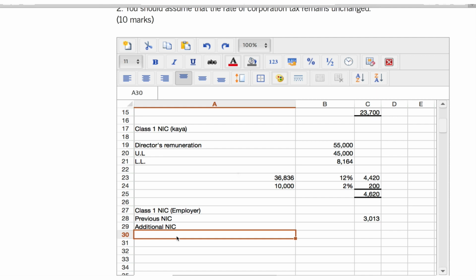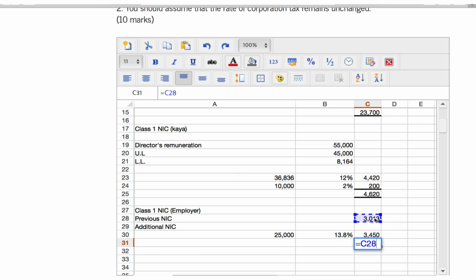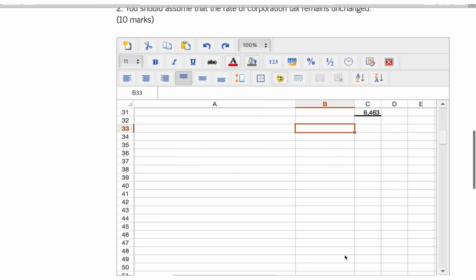So let's put that in here to just do our calculation. We have my 25,000. Here, let's just make this your percentage that we need as a decimal, and then these two multiplied, of course, will give me how much it is. So what is the total of the Class 1 NIC paid by the employer? It will be 6463. Again, let's put our equal signs to show them that we have finished off over there.